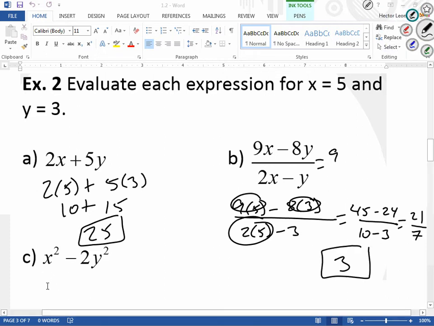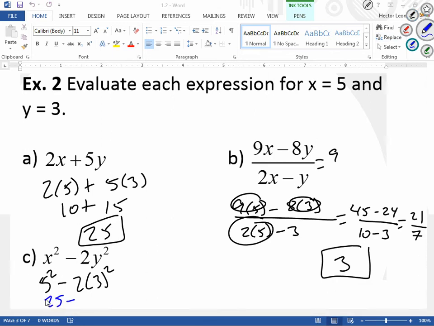Looking at example C, I have this as 5 squared minus 2 times 3 squared. So let me do the exponents first. I have 25 minus 2 times 9. I see a minus, but I also see times. And based on order of operations, I have to multiply first. So I'm going to multiply 2 times 9. So let me rewrite this as 25 minus 18. All I did was multiply 2 times 9. So 25 minus 18, I'm going to call that 7.